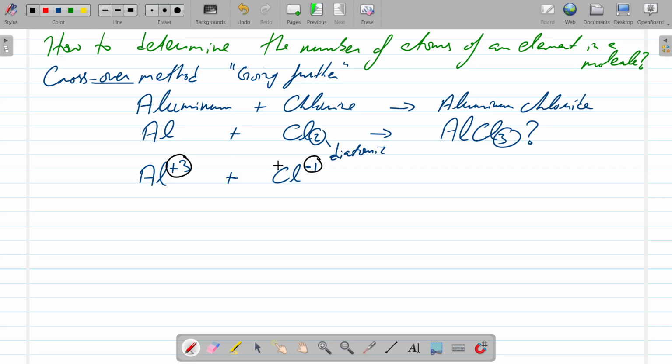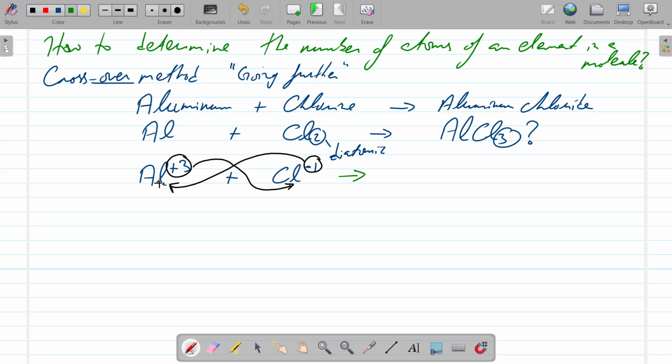And what you do is you cross them over. That will tell you how many atoms of each element will be taking part to form the molecule. Chlorine has an oxidation state of 1; forget the minus at the moment, it's just 1.